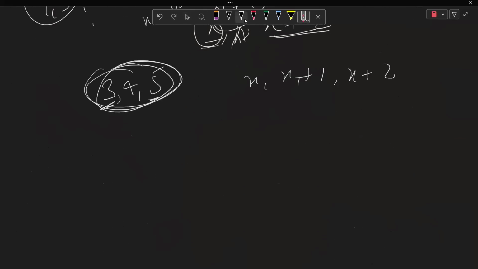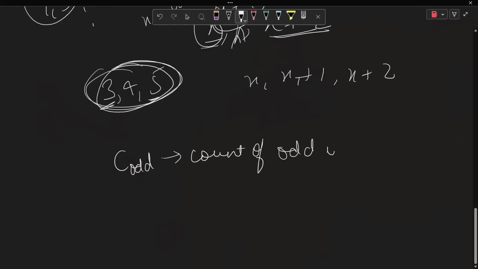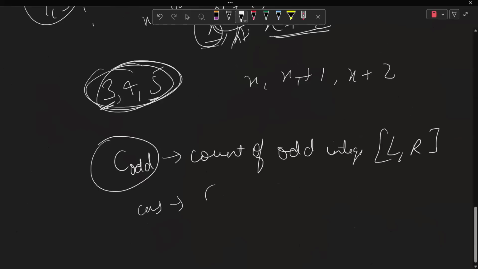So if you have a count of odd integers in the range from L to R, if C odd represents the count, you can obviously find the count of odd integers in the range from L to R. If you can find this, then your answer is just going to be this count by 2, because every time you would use two odd integers and an even integer in between them. So every operation you would utilize two odd integers. So C odd by 2, the ceil of this would be your final answer.